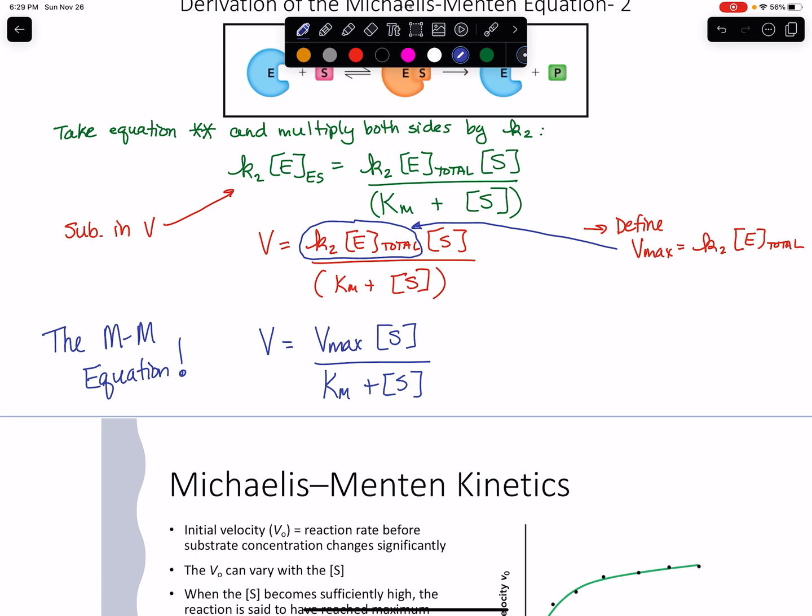So what we've done is we now have an equation with things that we can control in the lab and things that we can measure. So let's talk about what we can control and what we can measure. Substrate concentration, we control this in our experiment.